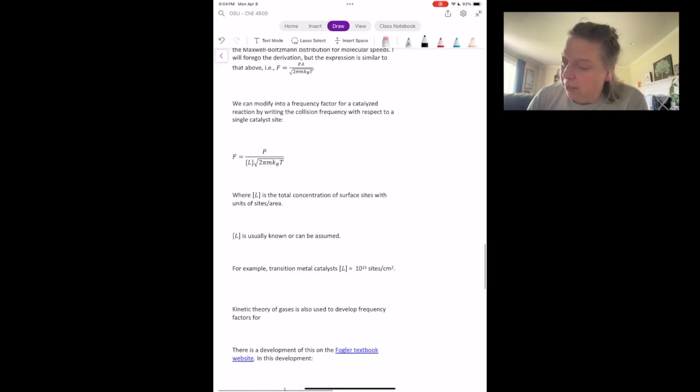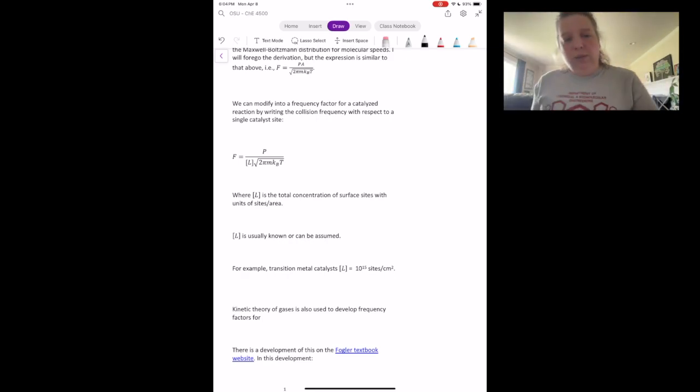This value here, the total site density, is usually known. So for example, on a transition metal catalyst, the site density is equal to 10 to the 15th sites per square centimeter. So that is an adsorption reaction, two different ways, one using transition state theory and one using collision theory.